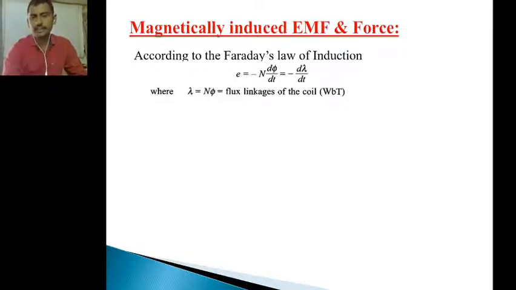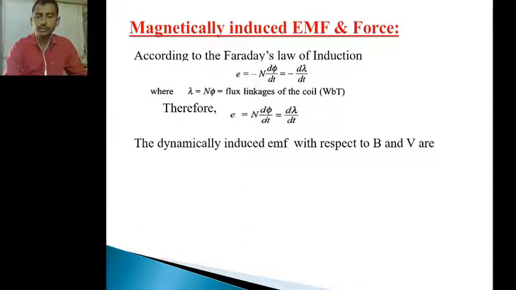So according to Faraday's law of induction, E is equal to minus n into d phi by dt, where n is the number of turns, phi is the flux and t is the time. This equation can also be written as minus d lambda by dt. Why? Because lambda is the flux linkage, and the flux linkage formula is n into phi. These are all formulas we already saw in our intermediate courses. If we don't consider the direction, then E is equal to n into d phi by dt, which equals d lambda by dt.